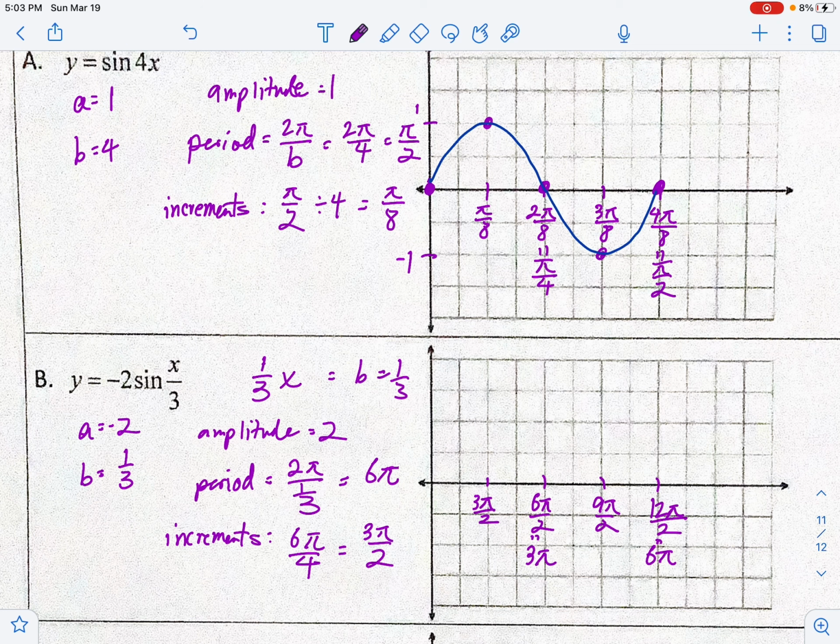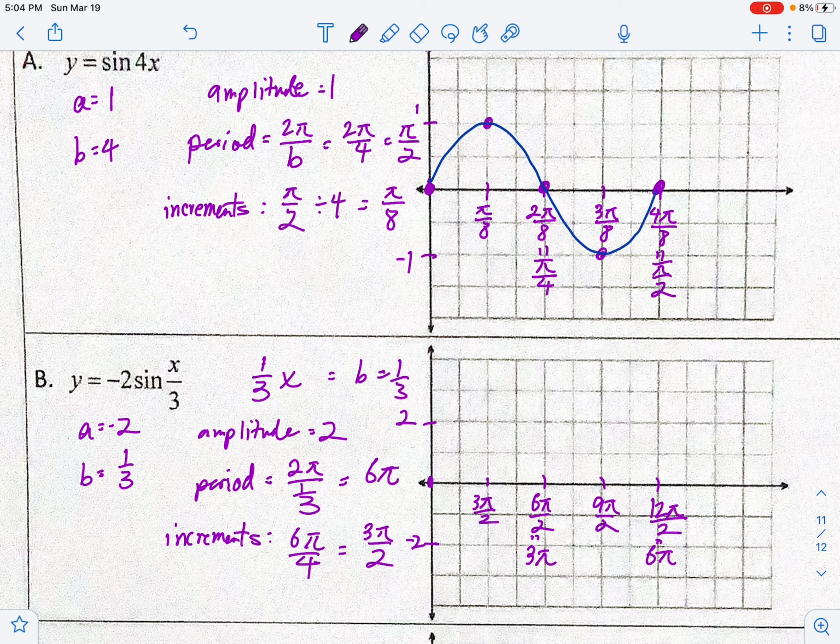Now, this time I have an amplitude of 2, but the A value is negative, so our graph is going to be reflected across the y-axis. So instead of going to high first, we're going to go down to low, and then we'll end at our maximum. Okay, so I'm going to mark 2 and -2 for our amplitude, for our minimum and maximum.